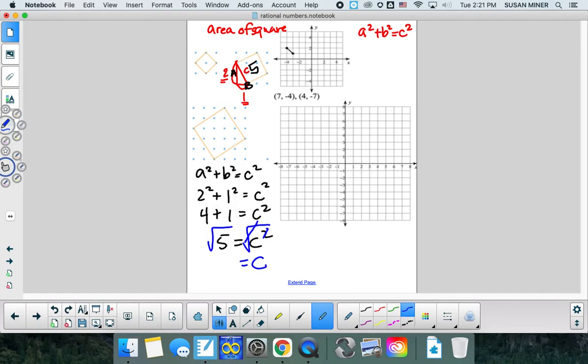5 is a prime number, so we can't simplify it or reduce it, so we just leave it as a square root. So now I know the length of this line from there to there is equal to the square root of 5.